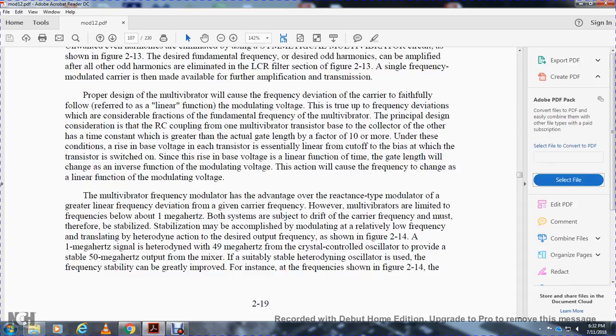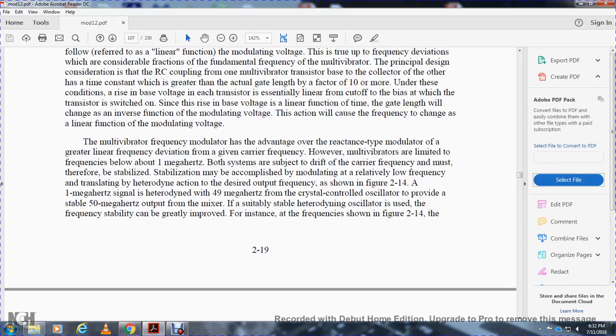The principal design consideration is the resistor capacitor coupling from the multivibrator transistor base to the collector of the other, which has a time constant greater than the actual gate length by a factor of 10 or more. Under these conditions, the base voltage rise of either transistor is essentially linear from cutoff to the bias switch. If the transistor is switched on, since the rise of the voltage is a linear function of time, the gate length changes as an inverse function of the modulating voltage. This action causes the frequency change to be a linear function of the modulating voltage.